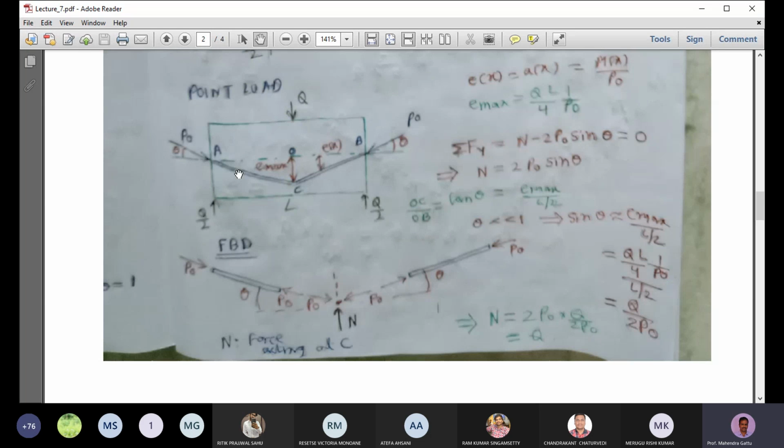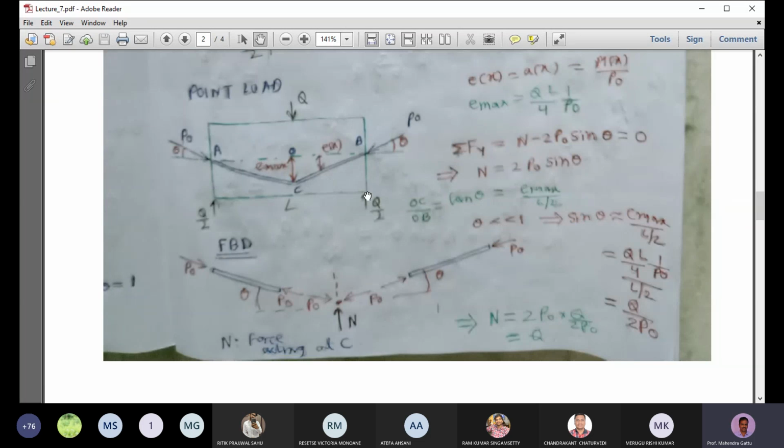Now let's calculate the angle theta. This angle is theta, and this angle OAC is also theta. So we can find out tan theta. Tan theta will be OC by OA, or we can say tan theta is OC by OB. Here I have written OC by OB. So OC is Emax, and OB is half the span, which is L by 2. So tan theta is equal to Emax by L by 2.